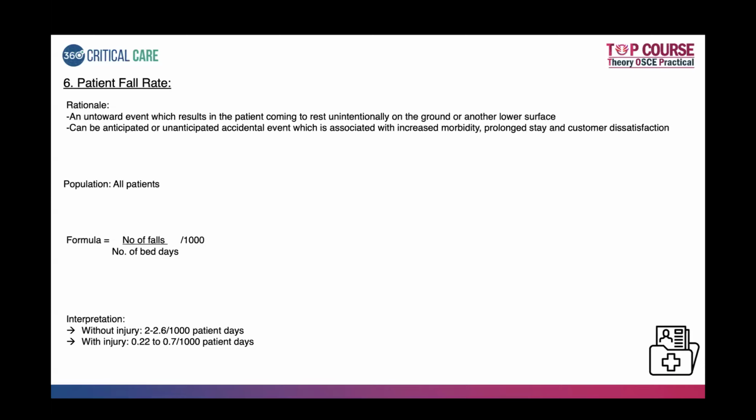So the formula again is pretty straightforward. It is the number of falls that occur by the number of bed days. So the number of bed days, like I said, one parameter is the number of occupied beds as a mean or median, and the second parameter that you need to multiply it with is the number of days in the month. So the interpretation is, without injury, 2 to 2.6 per 1,000 patient days. And if an injury has occurred, the benchmark is 0.22 to 0.7 per 1,000 patient days.